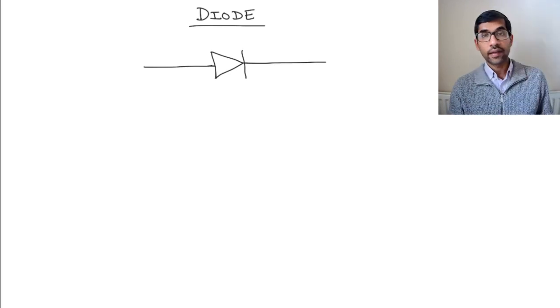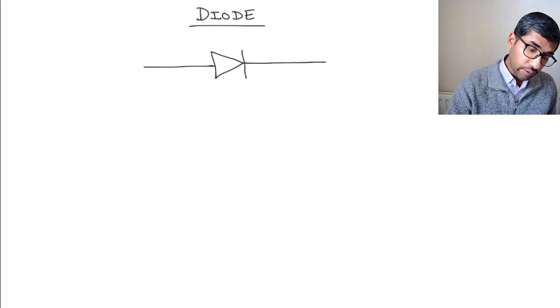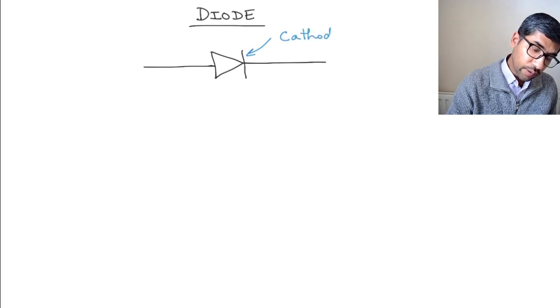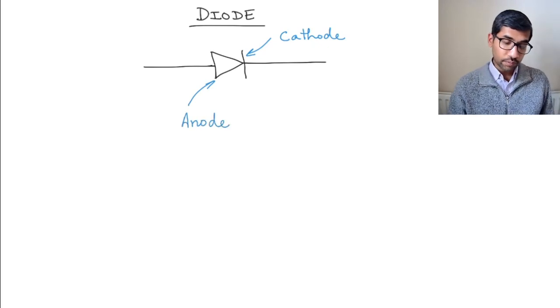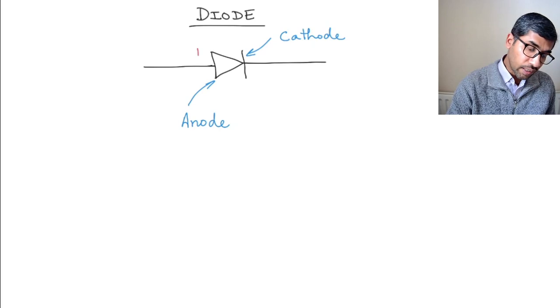A diode has got two sides to it. This side is called the cathode. So this is the cathode of the diode, and this side is the anode of the diode. Sometimes you also say this is the P side and this is the N side.